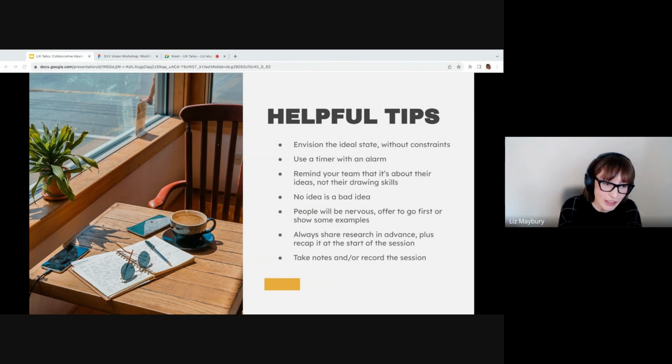Like I mentioned, it's important to share the research in advance and recap it at the start. And then do take notes or record the session. That's going to be really helpful when you're using those sketches and you want to go back through and see what was the discussion? Why did we vote for those? So I highly recommend taking notes.